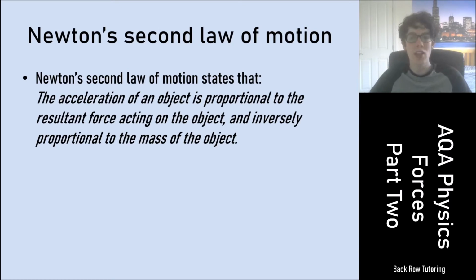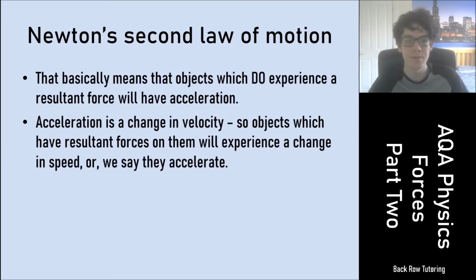We're now going to have a look at Newton's second law of motion. Newton's second law of motion states that the acceleration of an object is proportional to the resultant force acting on the object and inversely proportional to the mass of the object. That basically means that objects which do experience a resultant force will have acceleration. Acceleration is a change in velocity, so objects which have a resultant force will experience a change in speed, or another way of saying it, they accelerate.